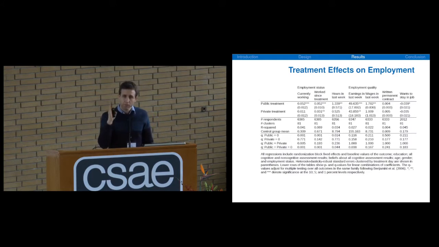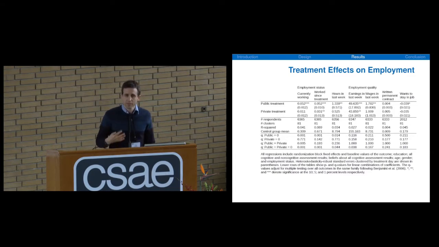And basically, if we look at month-by-month employment, we see a big jump in employment in the first month after treatment, which declines a tiny bit in months 2 and 3, but basically stays constantly very different to zero. They increase the number of hours they work, and if we break down employment quality, we see that there's a large increase in earnings, a little bit of an increase in wages, because hours increase less than earnings, and we calculate wages from earnings over hours, and no movement in the probability of having a written permanent contract, and actually a slight decrease in the probability of wanting to stay in the current job.